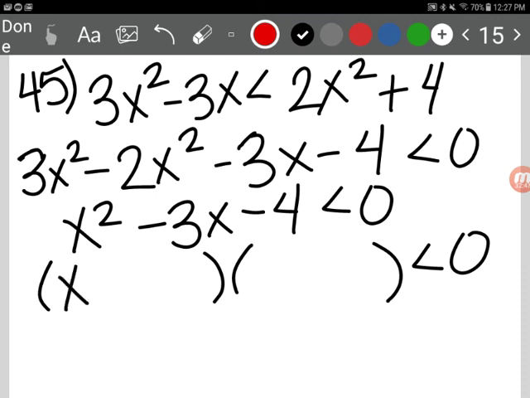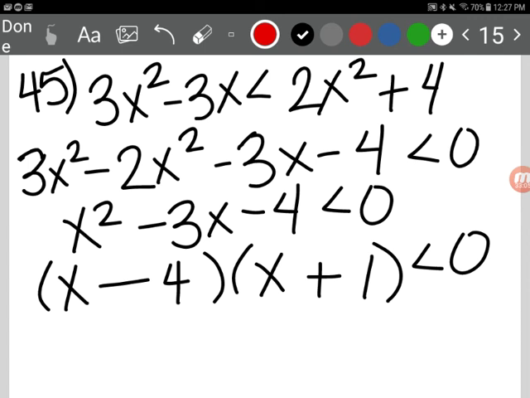I have x times x, which is x squared. I need to figure out what will multiply to give me 4 and subtract to give me 3. If I do 4 and 1 and then -4 plus 1, that's going to give me -4 and -3, which I need. After that, this is in factored form.